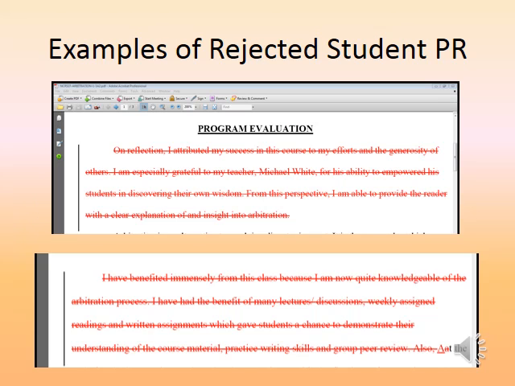Please don't waste space by glorifying the instructor. Students often spend a paragraph of each review saying how great the instructor was or how much they learned from their peers. You should focus on how you mastered the specific learning outcomes.